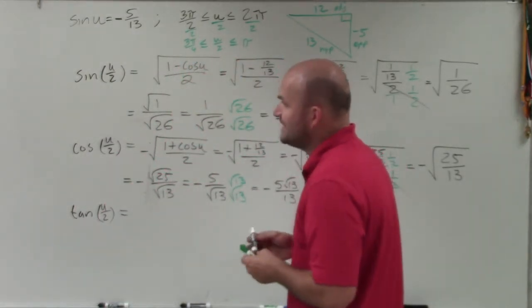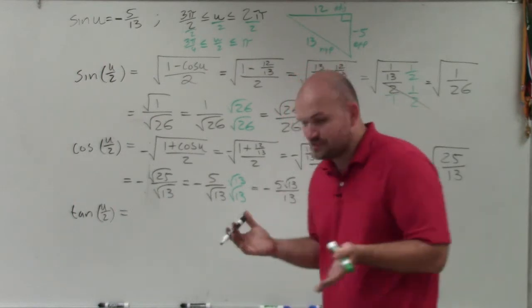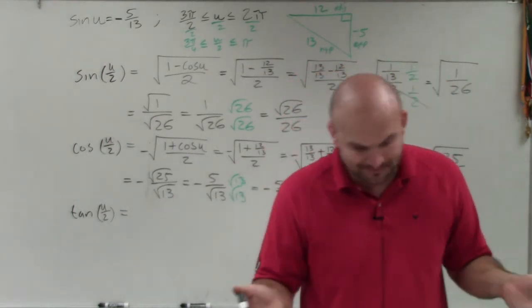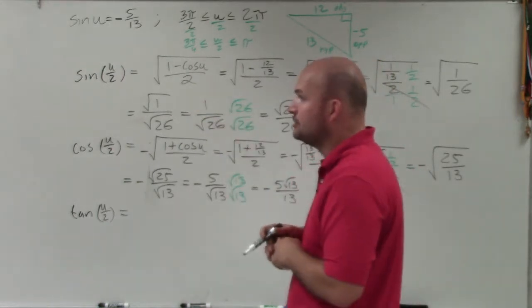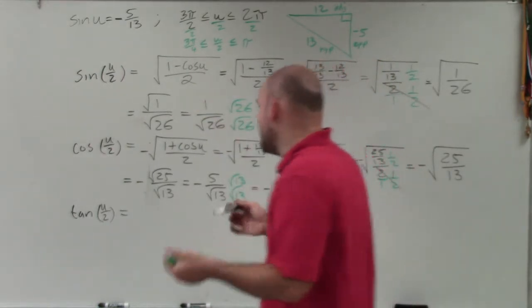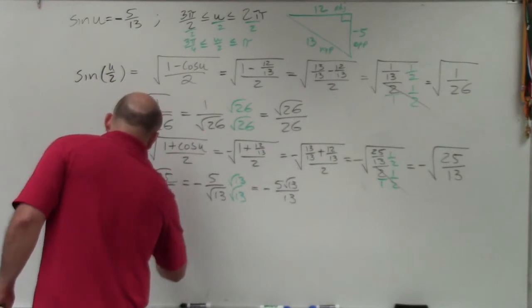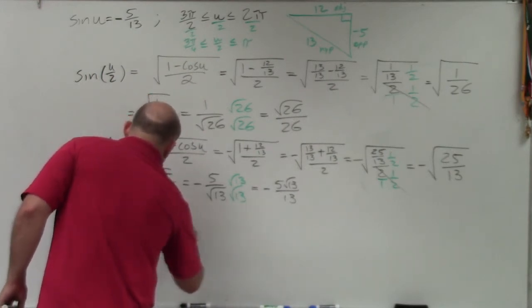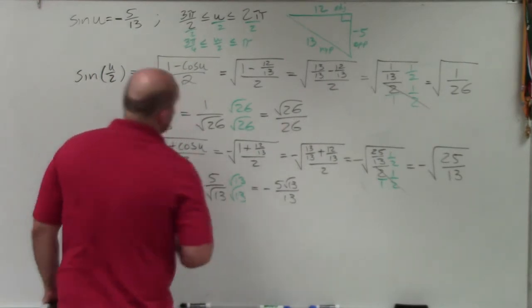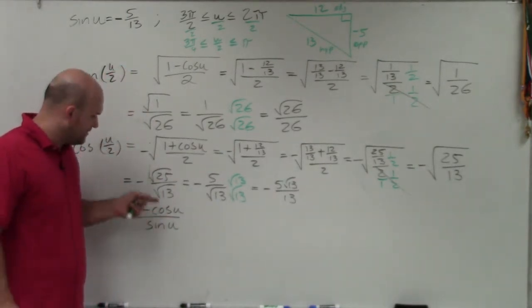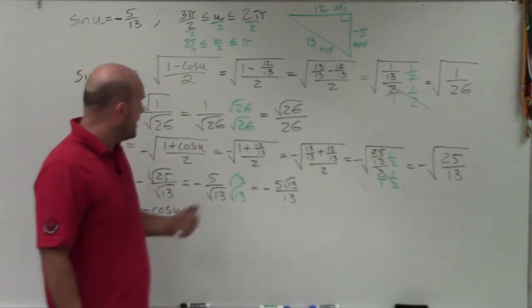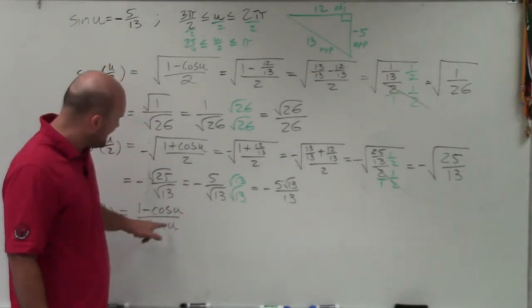All right, last one is going to be tangent. For tangent, again, we could use the formula where it has the square roots on both of them, or we can use our other ones. The one that I've been most often using is the one where sine is in the denominator. That formula looks like this: 1 minus cosine of u divided by sine of u. The reason why I like that one is I just like having one function in the denominator rather than two like the other one.